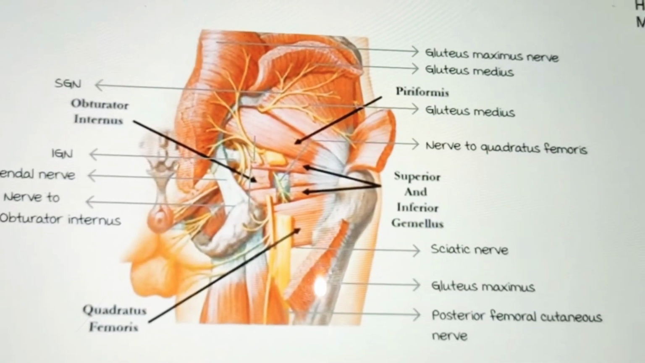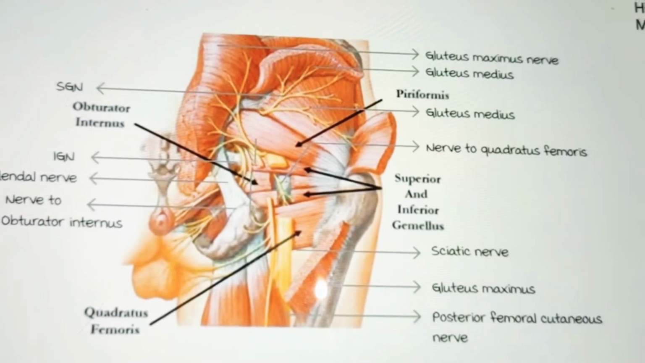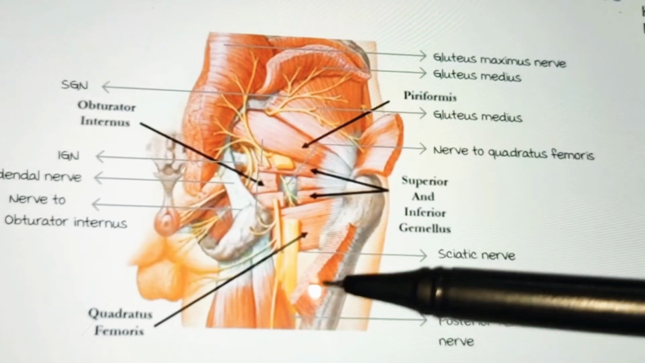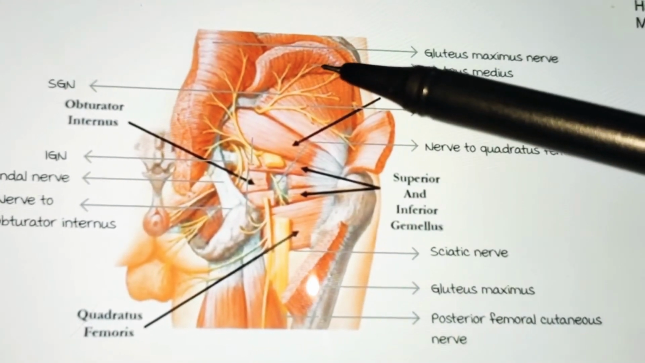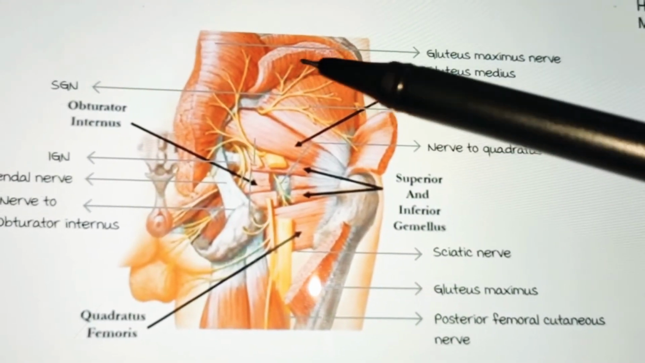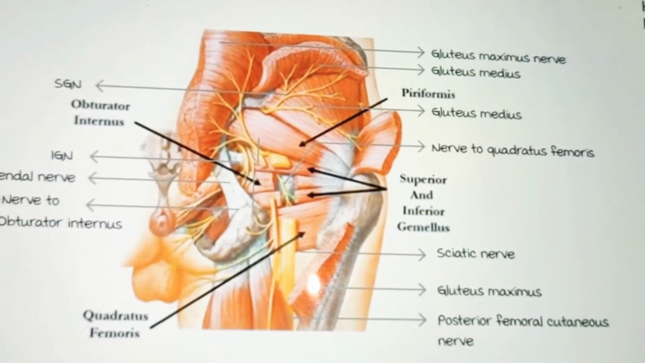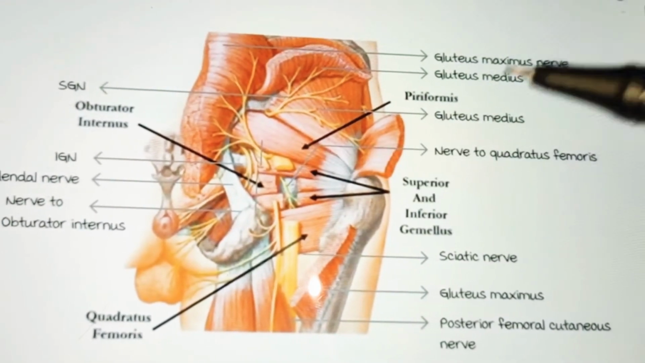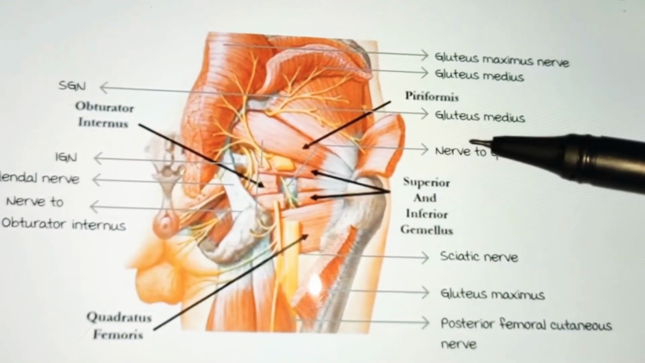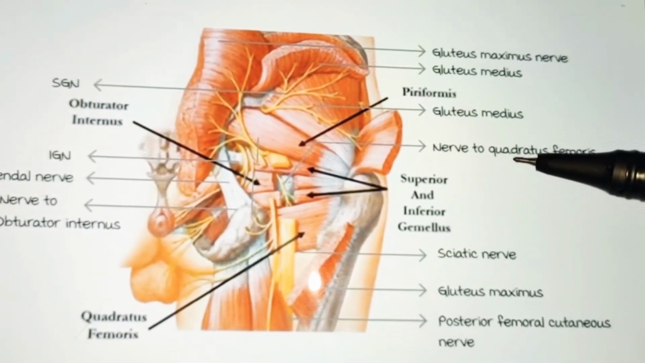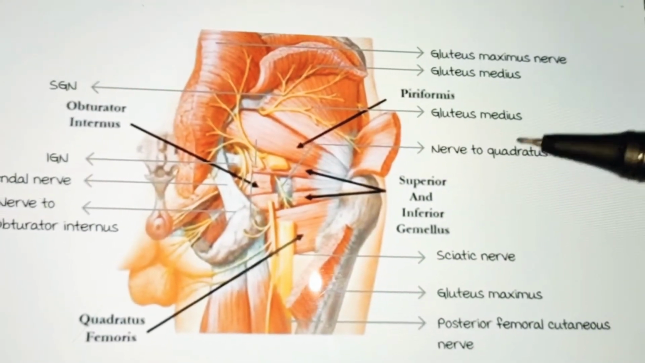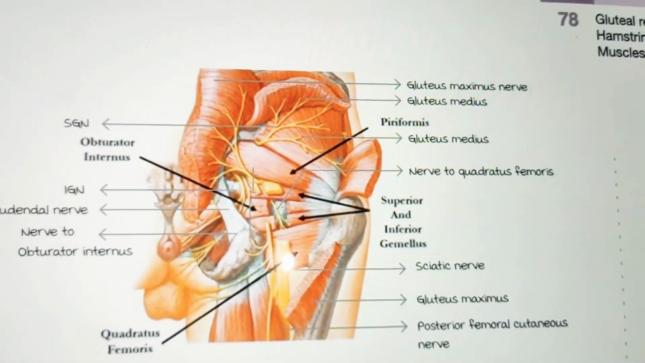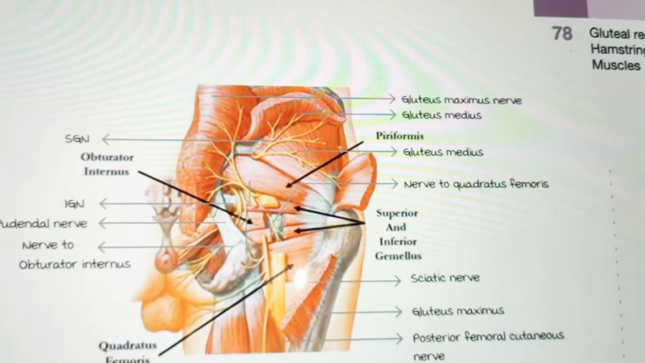So in this diagram you can clearly see the different components which we have discussed just now. So this upper one, this is actually the cut part of gluteus maximus. Even here you can see this is the cut part of gluteus maximus muscle, and this is the gluteus medius muscle. This is also cut part of gluteus medius. Okay, and here you can see the piriformis muscle, and this is the nerve to quadratus femoris. As I said, it supplies the quadratus femoris and also it supplies the inferior gemellus.